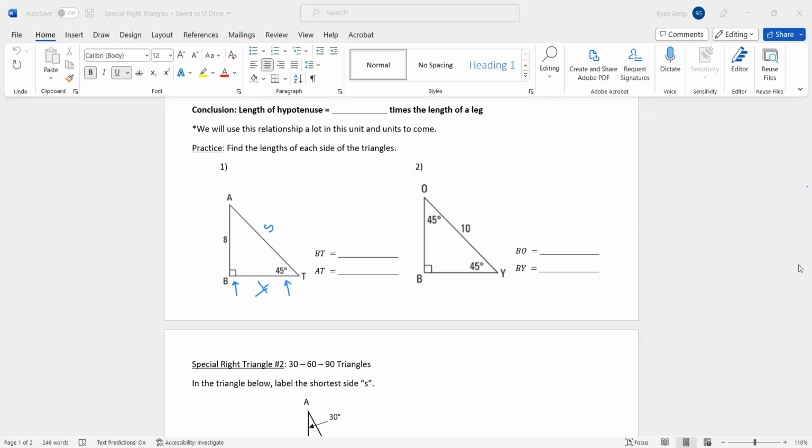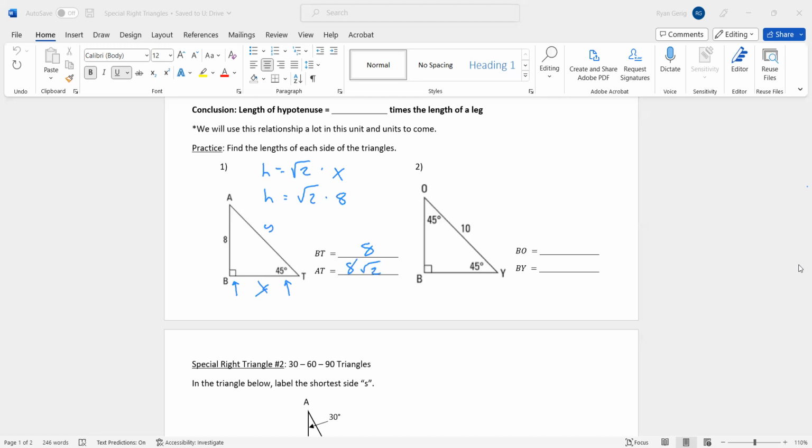In a 45, 45, 90, the legs are congruent. So AB is congruent to BT. So x equals 8. The hypotenuse is equal to, right? We just figured this out, the conclusion up there. The hypotenuse is equal to the square root of 2 times the leg, and the leg was x. So the hypotenuse is equal to the square root of 2 times 8, and we write that as 8 radical 2.